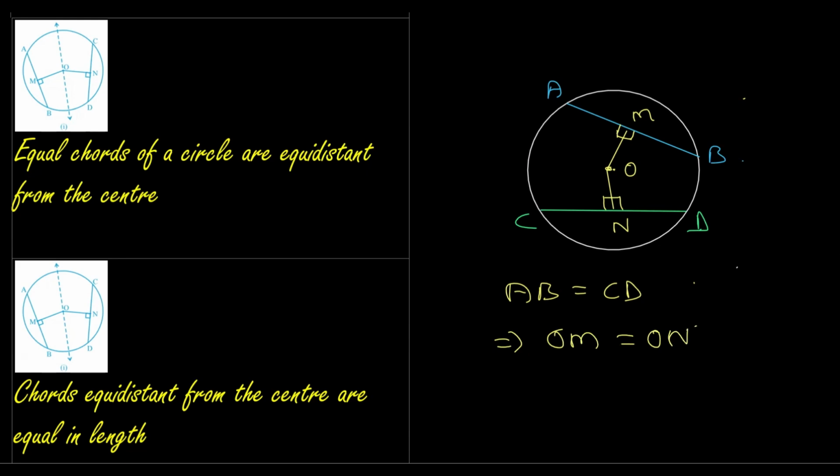Now, in fact, the converse of this is also true. If it is given to you that OM is equal to ON, that their distances from the center are equal, then using this property we can say that chords which are equidistant from the center are equal. The result is the chords AB is equal to CD.